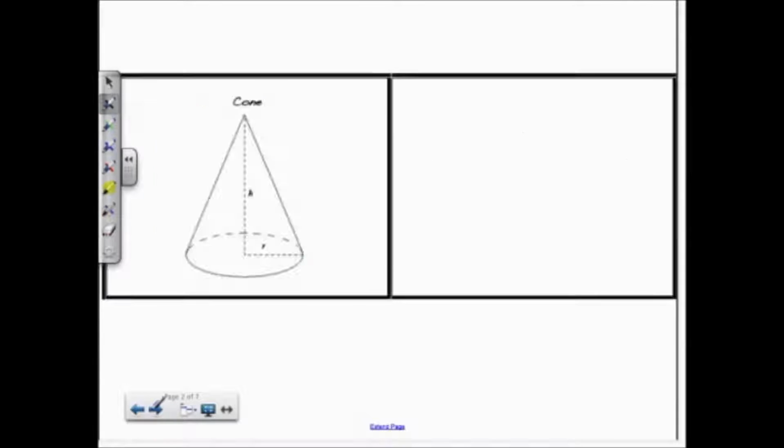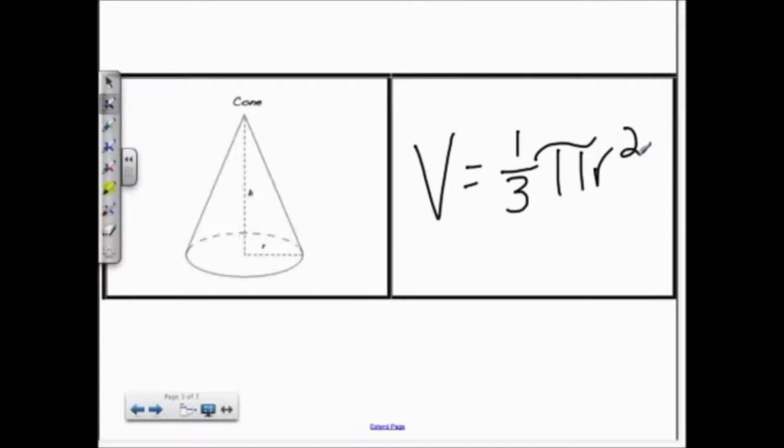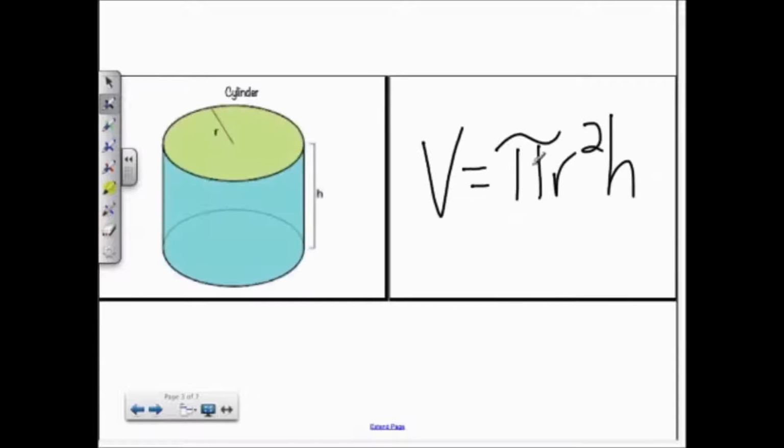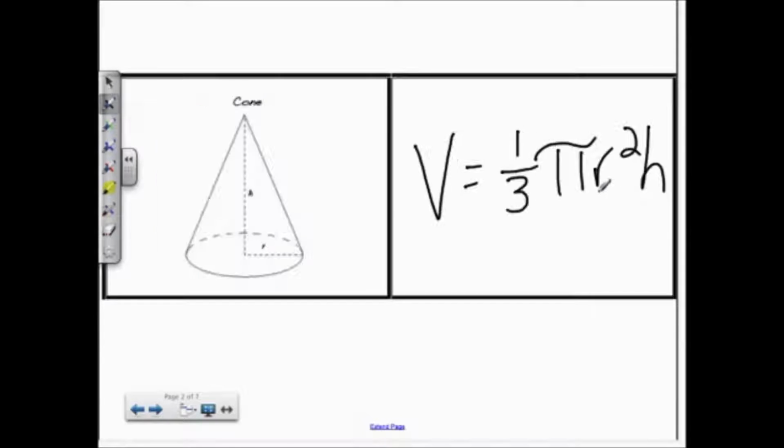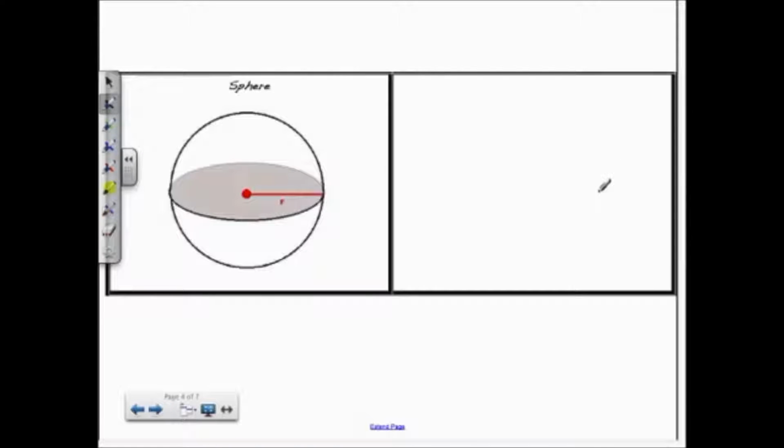Okay, so now the next thing we're going to talk about is the volume of a cone. So for a cone, the volume is 1/3 pi r squared H. And for this one right here, you might even be able to figure out why the volume of a cone is 1/3 pi r squared H. It has to do with the fact that the volume of a cylinder is pi r squared H. All right. And then lastly, we're going to talk about the volume of a sphere, which is 4/3 pi r cubed. And yes, you are going to have to know all of these formulas.